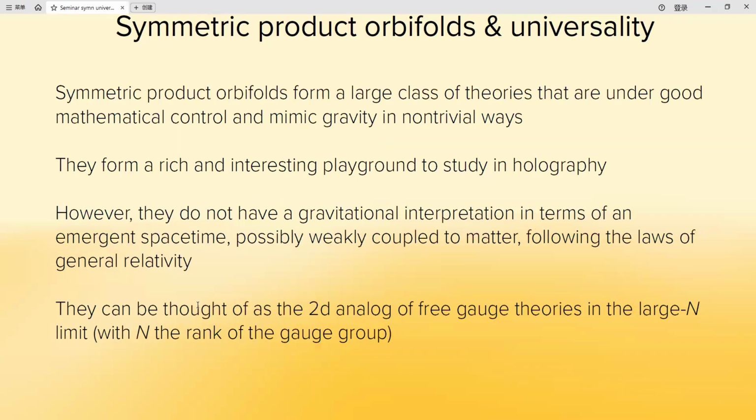The take-home message of this review, or how we should think about symmetric product orbifolds, is that they form a large class of theories with a large N limit, under good mathematical control, that mimic gravity in non-trivial ways. Just because of that, they form a rich and interesting playground to test and study holography. However, they do not have a gravitational interpretation in terms of an emergent spacetime, possibly weakly coupled to matter following the laws of general relativity. So we should think about them as toy models and not actual models for local quantum gravity. You can think about them as a 2D analog of free gauge theories in the large N limit, where N is the rank of the gauge group.